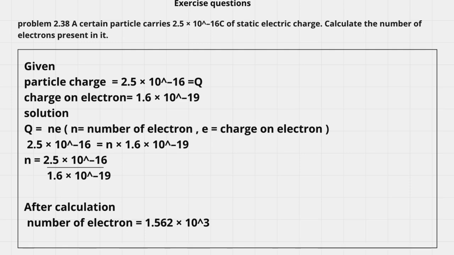Solution. Q equals Ne, where N equals number of electrons and e equals charge on electron. So, N equals 2.5 into 10 raised to the power minus 16 divided by 1.6 into 10 raised to the power minus 19. After calculation, number of electrons equals 1.53 into 10 raised to the power 3.